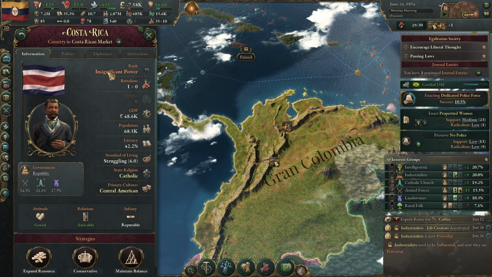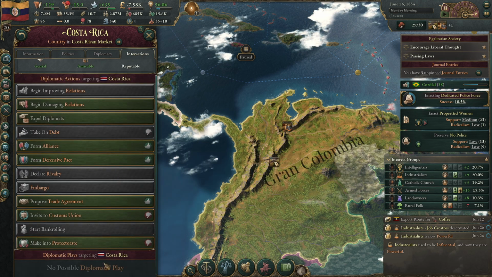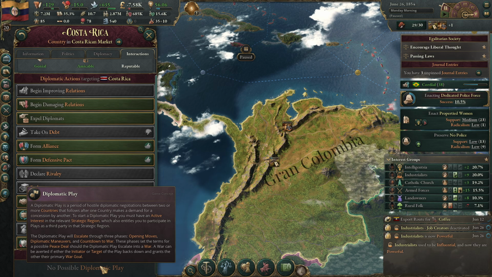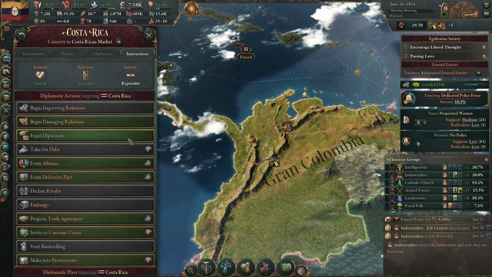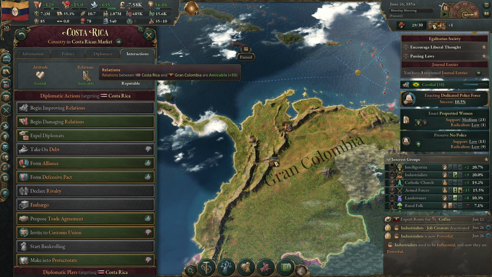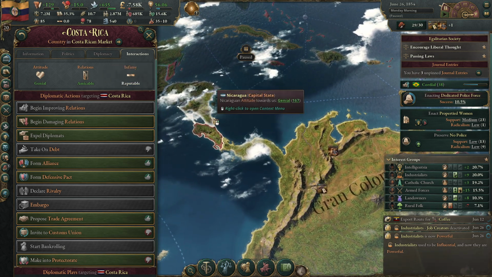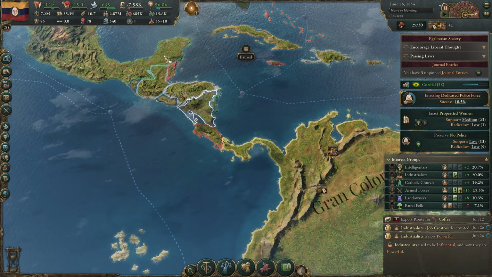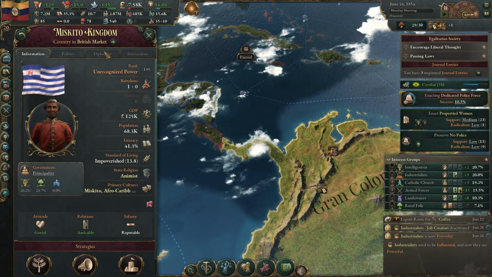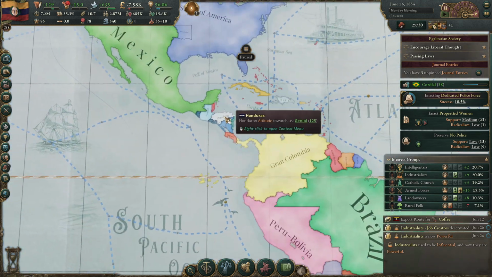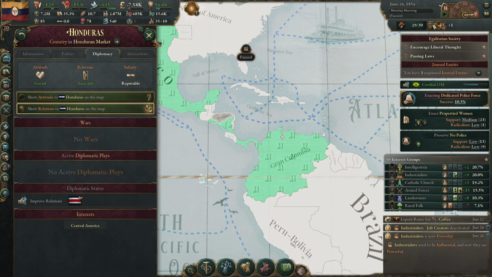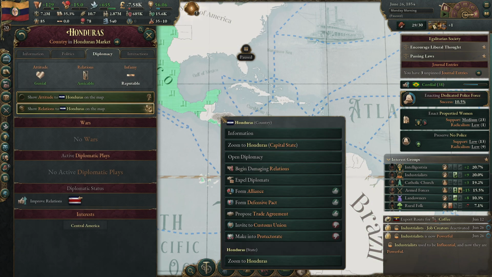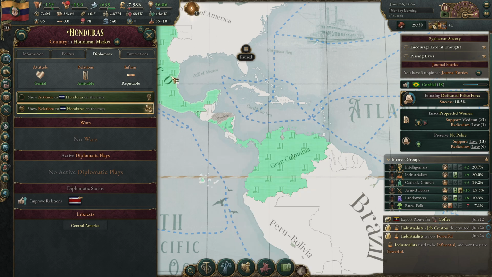I don't know why this is. Because we have too good relations. That is why, I guess, I can't see it. We also have too good relations with all these people. Yeah, they improve relations with me. So I can't attack them.